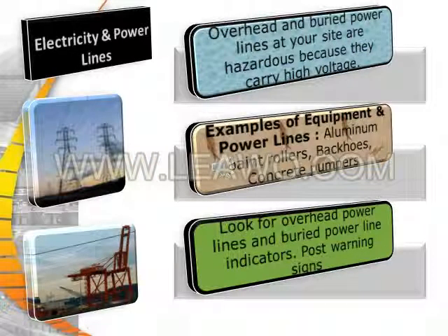Overhead and buried power lines at your site are hazardous because they carry high voltage. Examples of equipment that can contact power lines are aluminum paint rollers, backhoes, and concrete pumpers. Look for overhead power lines and buried line indicators, and post warning signs whenever necessary.